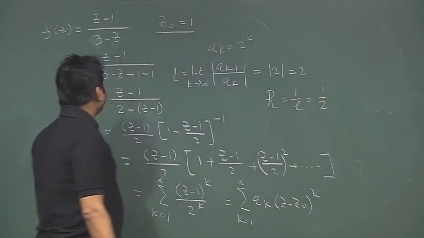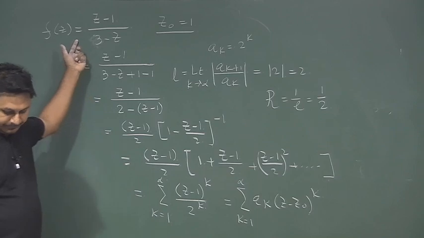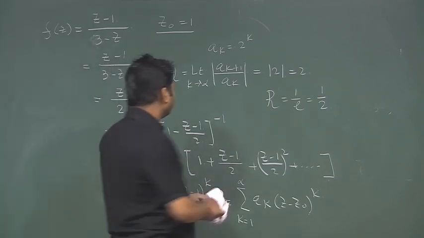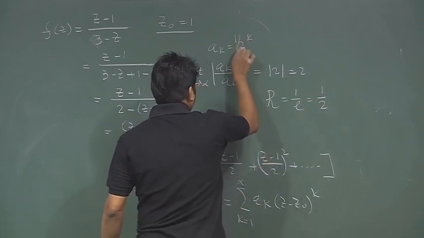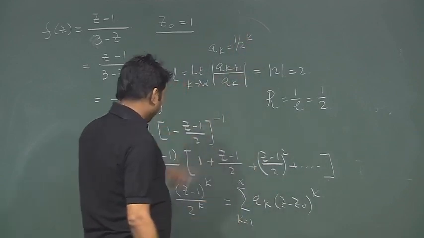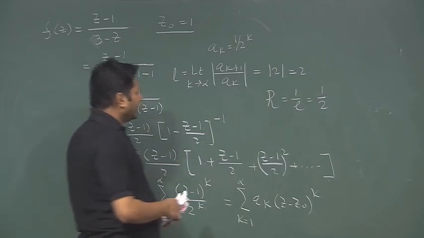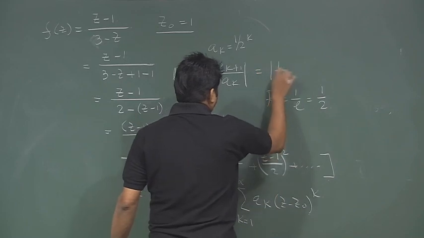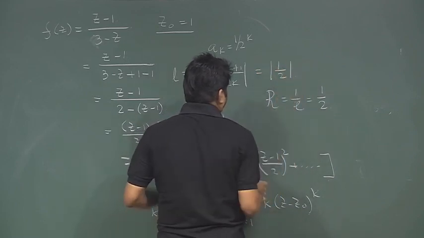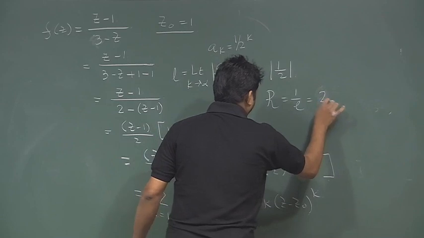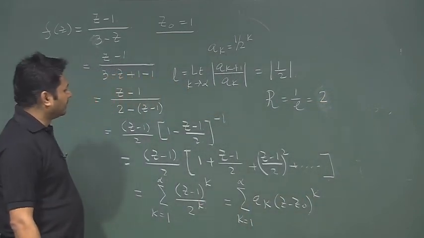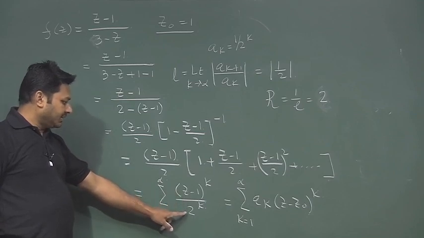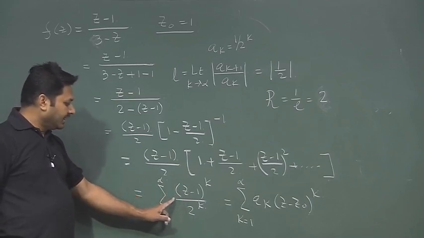So, that means I can expand this quantity. Sorry, one thing: a_k is 1 by 2 to the k, because this is 1 over 2 to the k. So, here it will be just mod of 1 by 2, and R will be 1 by L. It seems to be correct, because the coefficient is in the denominator. So, a_k is 1 by 2 to the k.